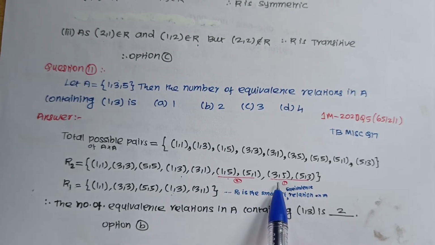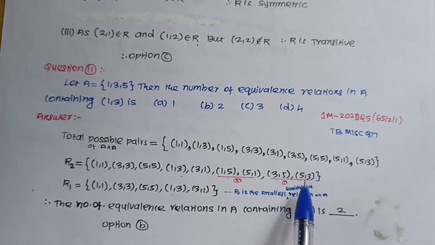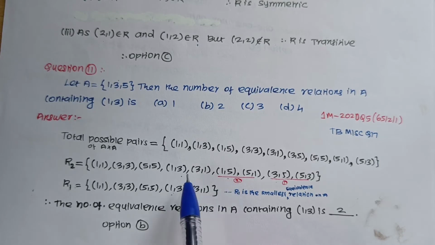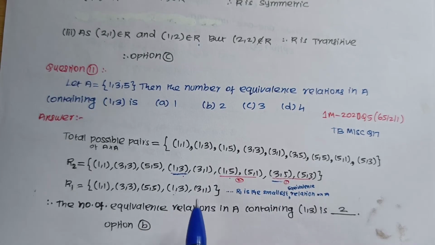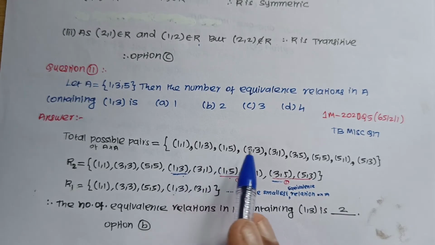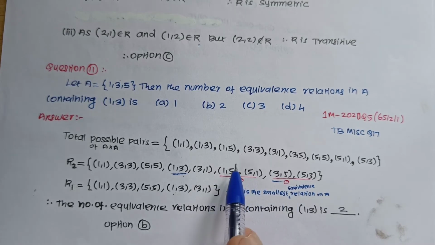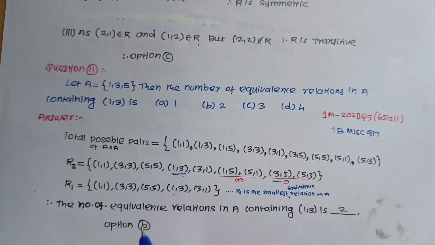Clear? So here 3 comma 5 we add to prove symmetric. R2 is symmetric. So when we add 3 comma 5, we can take 5 comma 3. So it is symmetric. And here we add 1 comma 5 because we already have 1 comma 3 and 3 comma 5. So this is A comma B, this is B comma C, both belong to R. Then we need to check A comma C, right? That is 1 comma 5 belongs to R. That's why we are adding 1 comma 5. If we take 1 comma 5, we can take 5 comma 1 also to prove symmetric. So R2 is also an equivalence relation.